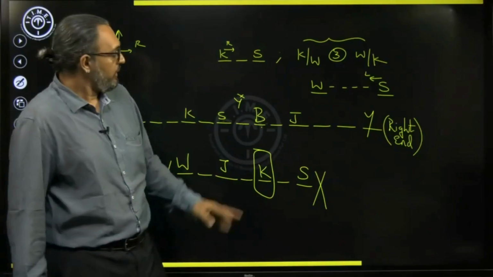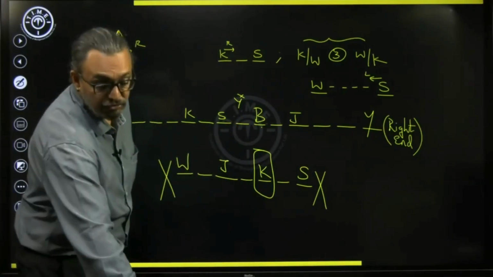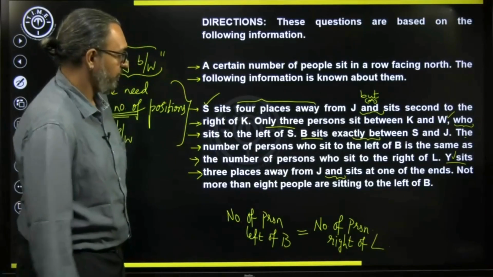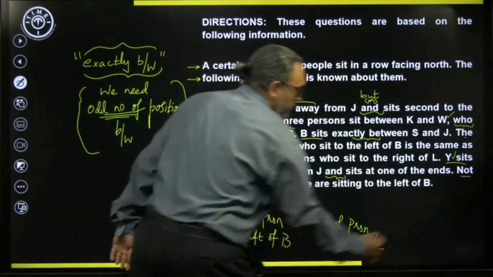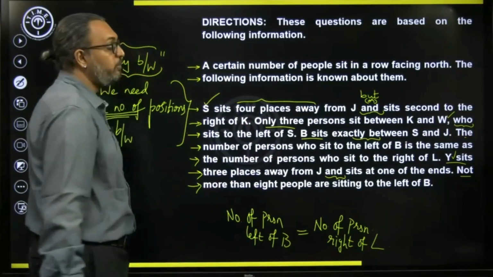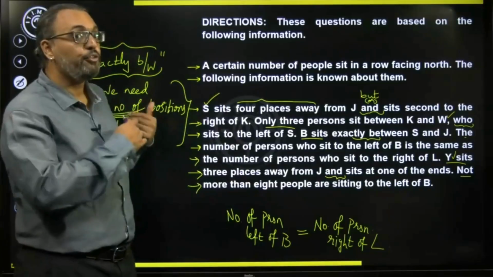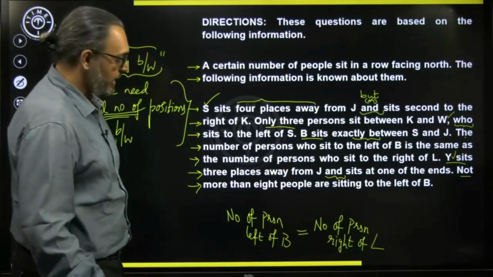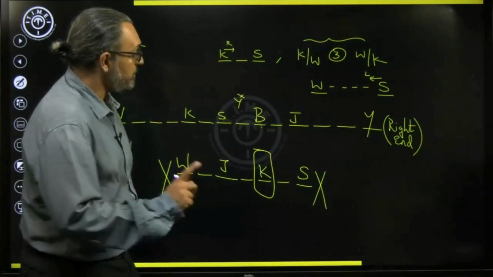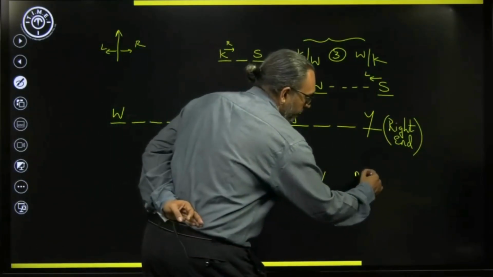Correct? Right. Then further, not more than 8 people are sitting to the left of B. So understand this condition again. He says not more than 8.